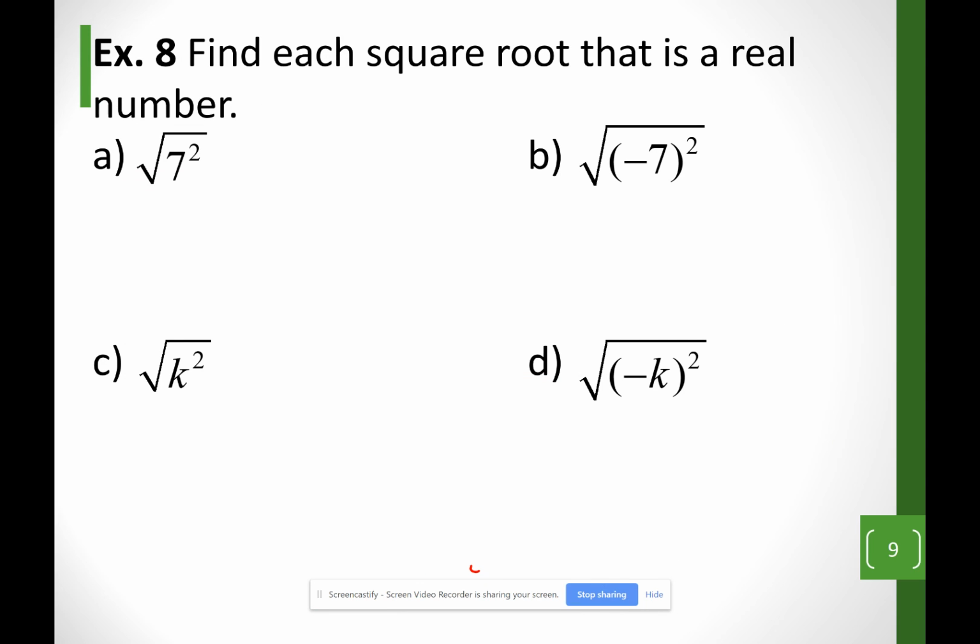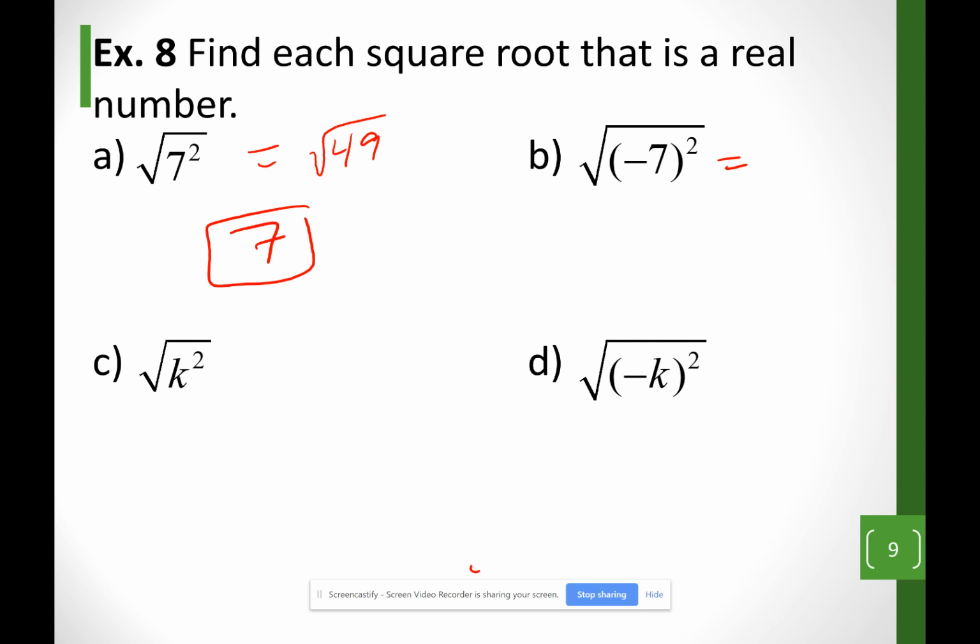Find each square root that is a real number. The square root of 7 squared, we can do this the long way. I can say the square root of 49, because I did 7 squared, the square root of 49 is 7. So 7. That's the long way. Now, the short way is the square root and the squared cancel each other out, and I get the number on the inside.